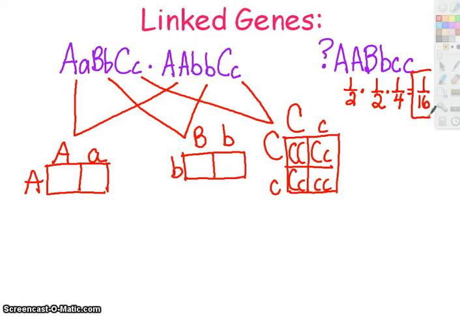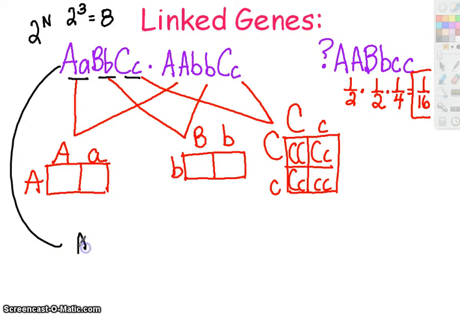Remember I told you 2 to the n. And I don't want to confuse anybody, but remember I said that n had to do with the number of pairs. So in this case, there were 3 pairs, and that means the number of possibilities, if I had to write them all out, would be 2 to the third, which would be 8 possibilities. So that would be big A, big B, big C, big A, little b, big C, big A, little b, little c, and you'd have to keep going.